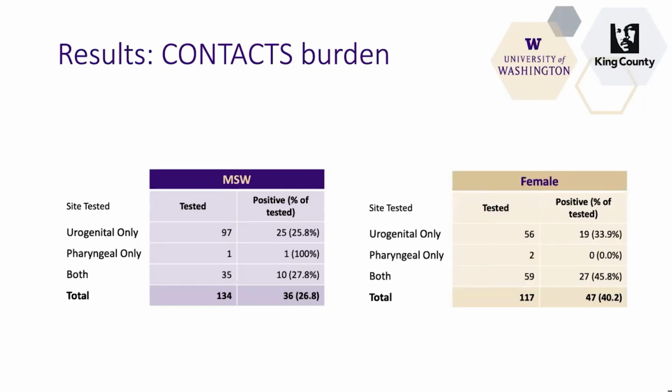Looking at the female contacts, about half were tested at the urogenital site alone and half were tested at both sites. Those tested at the urogenital site alone, 34% of them were positive for GC overall, and those tested at both sites, 46% were positive for GC.